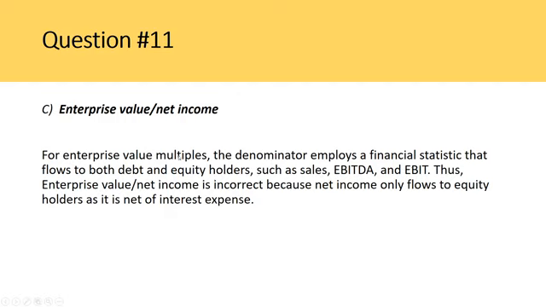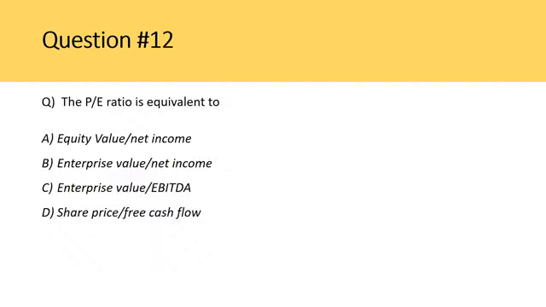So for enterprise value multiples, the denominator employs a financial statistic that flows to both debt and equity holders, such as sales, EBITDA, and EBIT. Thus, enterprise value to net income is incorrect because net income only flows to equity holders as it is net of interest expense. The interest expense has already been paid out to debt holders, and therefore that net income is only flowing to equity holders. Whereas enterprise value includes both equity and debt holders, and therefore it is a wrong multiple to use.